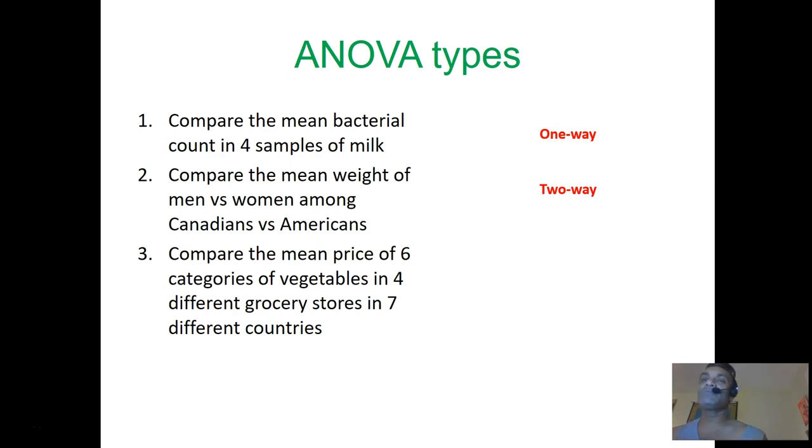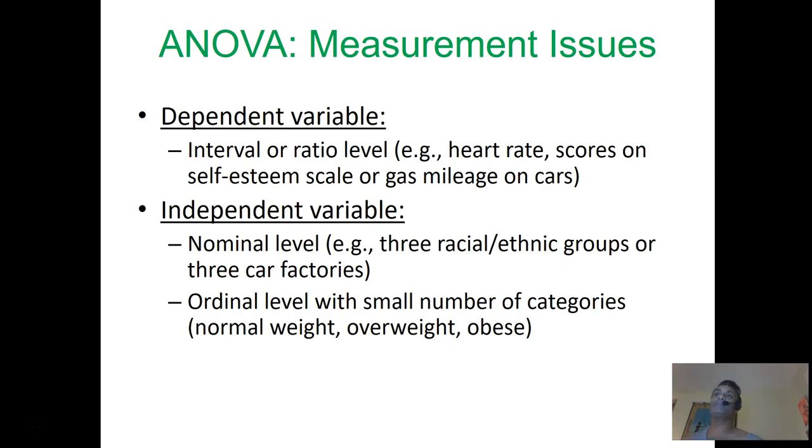And comparing the mean price of 6 categories of vegetables in 4 different grocery stores in 7 countries. All right, we got categories of vegetables, we've got the different grocery stores, and we've got different countries. That's 3 different categories. That's going to be an n-way. That's how that works, children.